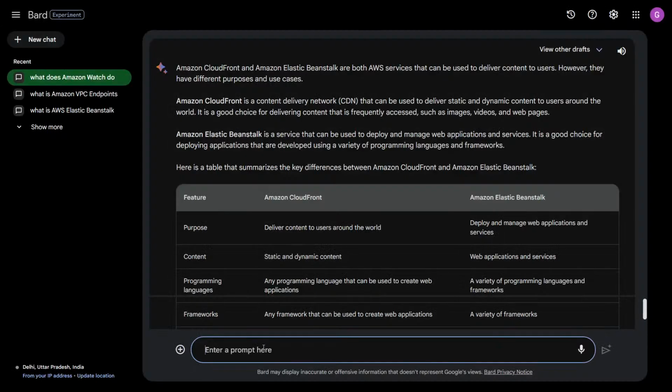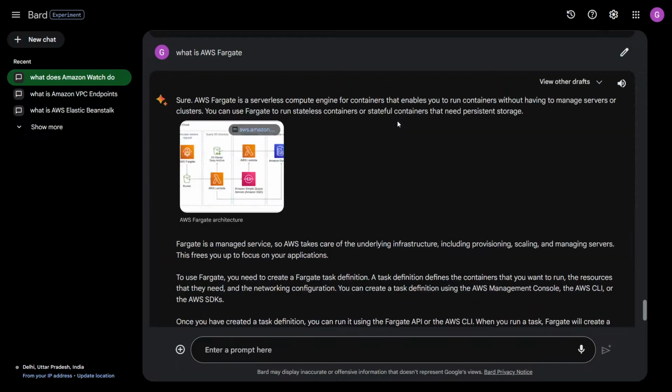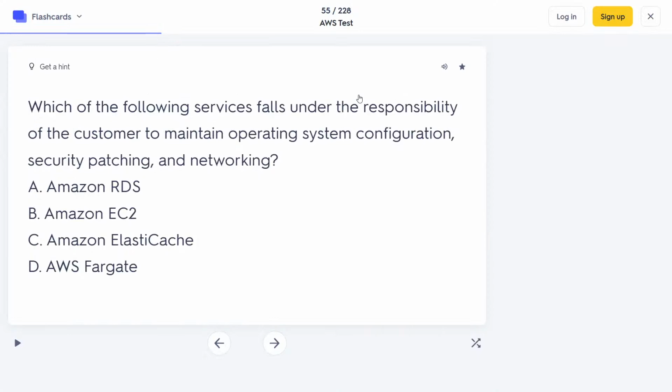Let me just confirm with my boy Bard what AWS Fargate is. It's Fargate, right? I'm not sure if that's how it is pronounced, but that's how I say it. We will find out. Hopefully something. I want to play some music. It is a serverless compute engine for containers. Yep, container images, just like I said.